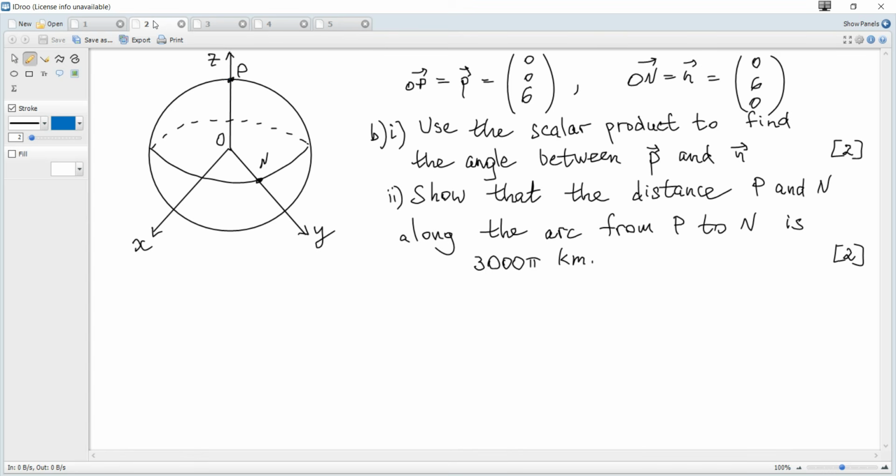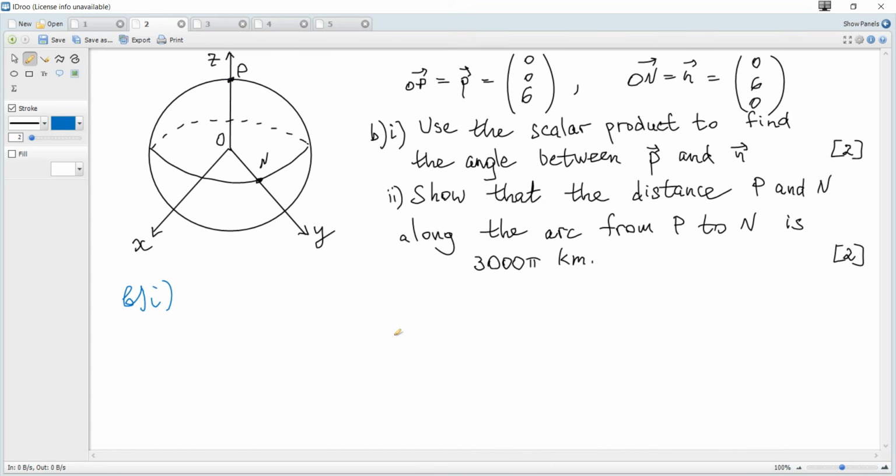In reality, these three cities lie on the curved surface of the Earth, which will change the distances and directions found in part A. Now consider a curved model using a coordinate system XYZ with its origin O at the center of the Earth. The units of this system are thousands of kilometers, and the Earth is modeled as a sphere with radius 6,000 kilometers. The North Pole P lies on the z-axis, and Nairobi N is modeled as being on the equator and lying on the y-axis. P has position vector OP with components 0, 0, 6, and N has position vector ON with components 0, 6, 0.